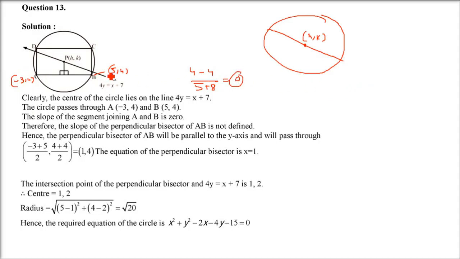So what will be the line which is perpendicular to this line? AB is parallel to x-axis. Anything which is perpendicular to x-axis is y-axis. So we will try to find out the perpendicular bisector. In a rectangle, this is the diameter, and we know the diameter line also, that is 4y equals x plus 7. So we have already known the slope. Slope is 0.